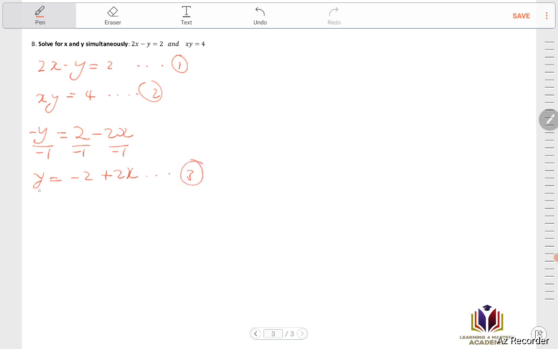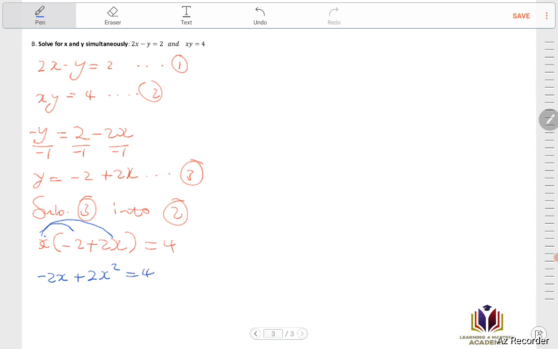Then I'm going to substitute equation 3 into equation 2. Equation 2 is xy, so I'm going to say x open bracket negative 2 plus 2x close bracket equals 4. Then I expand this. This is going to give me negative 2x plus 2x squared equals 4. Again, we transpose the 4 to this side. Then I arrange it in the correct order, starting with the x squared, which gives me 2x squared minus 2x minus 4 equals 0.